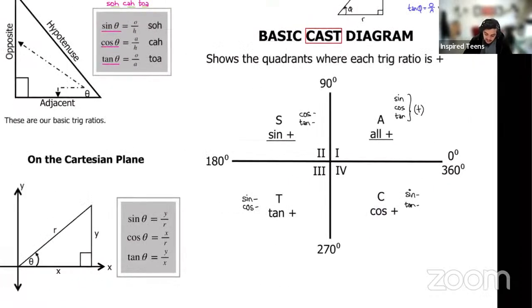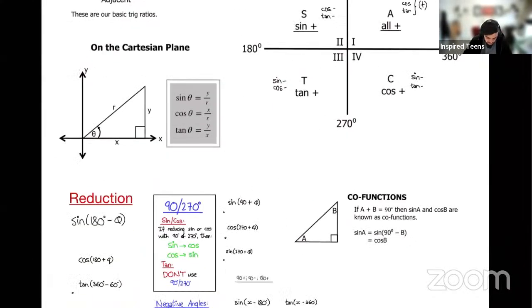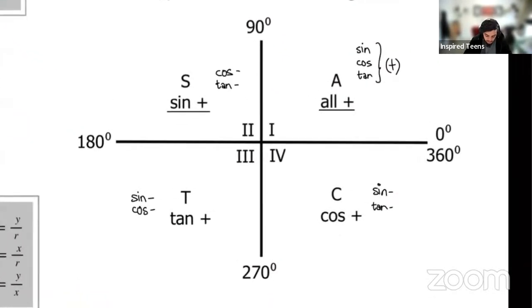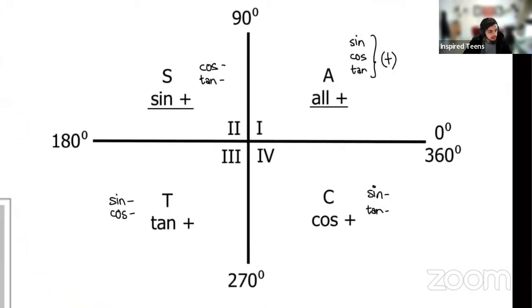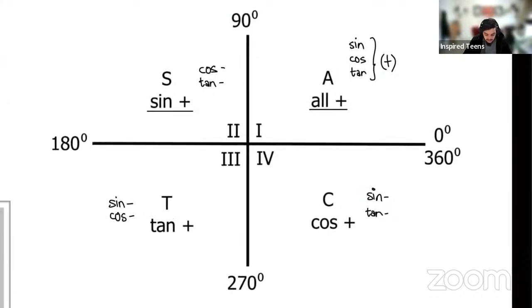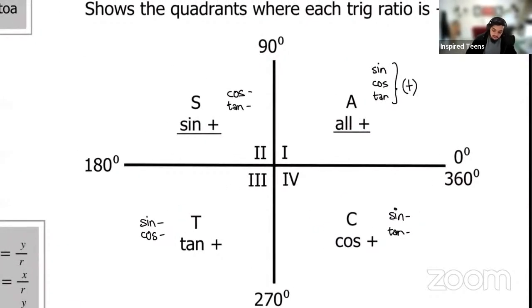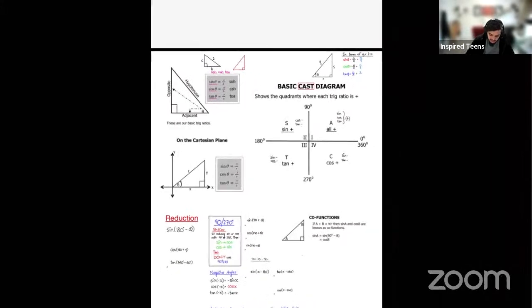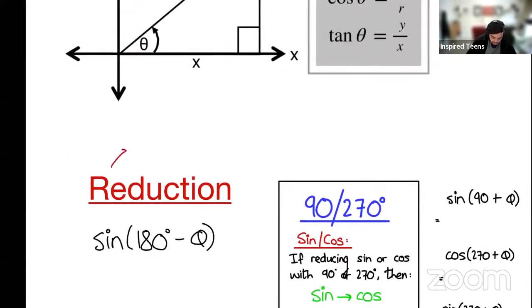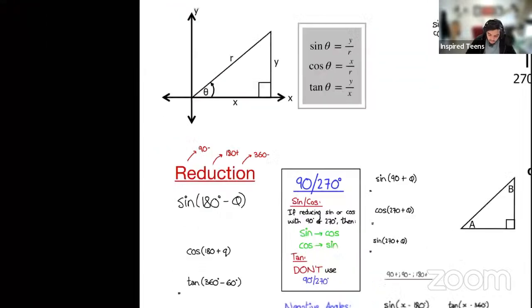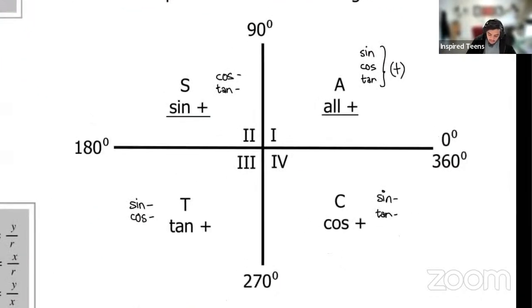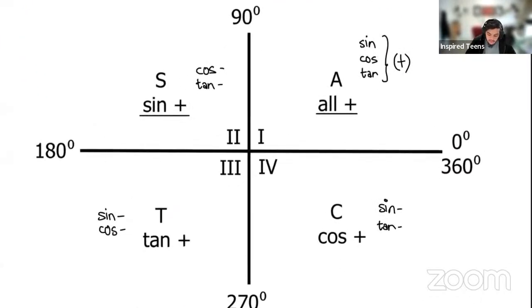Another thing to note: when we are doing reduction, we deal with certain reduction angles. For example, reduction gives us angles such as 90 minus, 180 plus, 360 minus, and that may be familiar to you. So how do we determine which quadrants those are in?